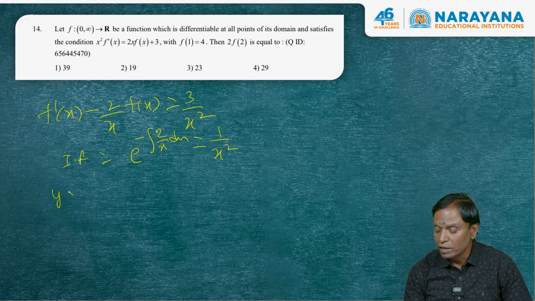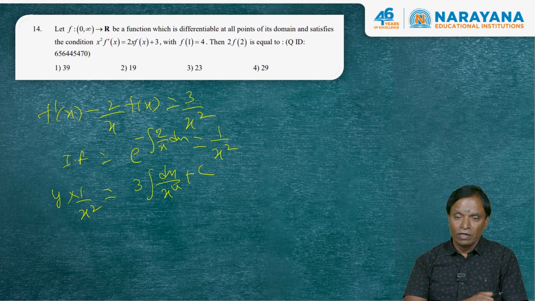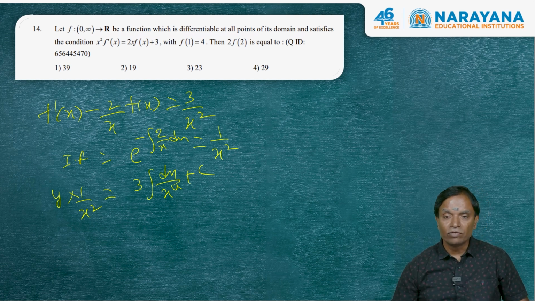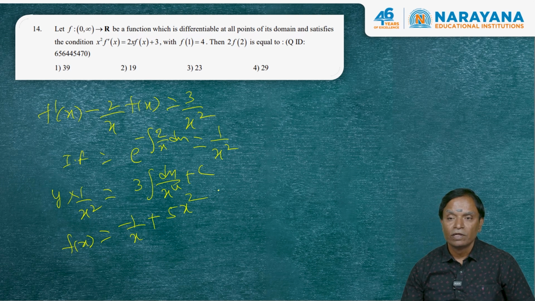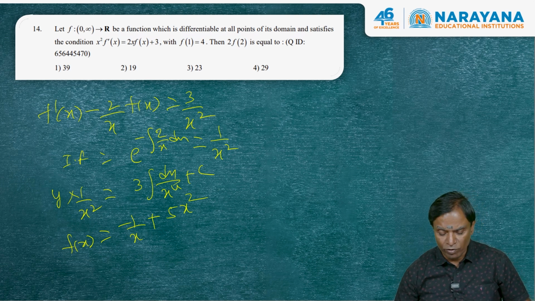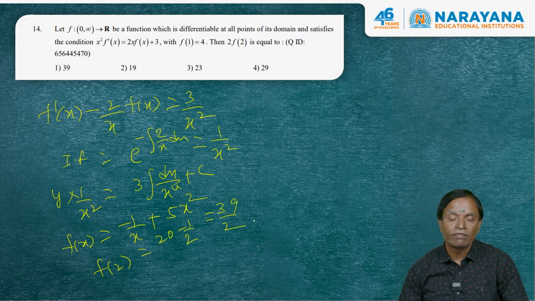So your solution will be y into 1 by x square is equal to 3 times integral dx by x power 4 plus c. Now you can integrate this. You can use f of 1 is equal to 4 and get the value of c. After all the simplification, f of x reduces to minus 1 by x plus 5x square. Now you can calculate 2 times f of 2. Put x is equal to 2. You will have f of 2 is equal to 20 minus 1 by 2, which is 39 by 2. 2 times f of 2 will be 39.